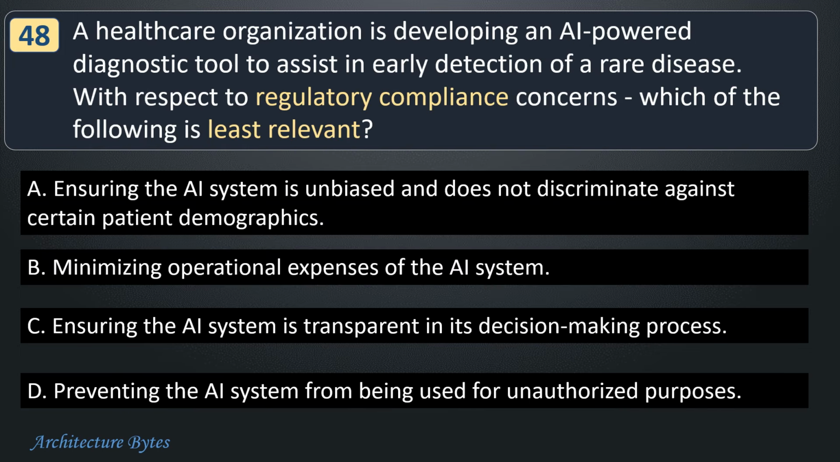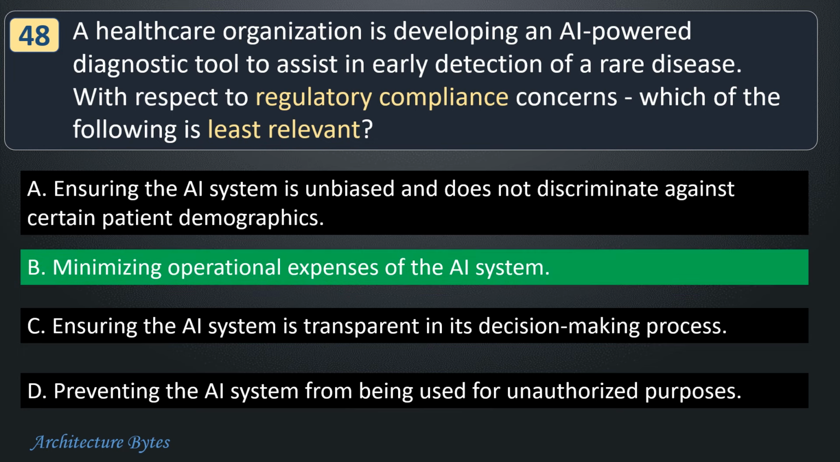A healthcare organization is developing an AI-powered diagnostic tool to assist in early detection of a rare disease. With respect to regulatory compliance concerns, which of the following is least relevant? Option A, ensuring the AI system is unbiased and does not discriminate against certain patient demographics. B, minimizing operational expenses of the AI system. C, ensuring the AI system is transparent in its decision-making process. D, preventing the AI system from being used for unauthorized purposes.